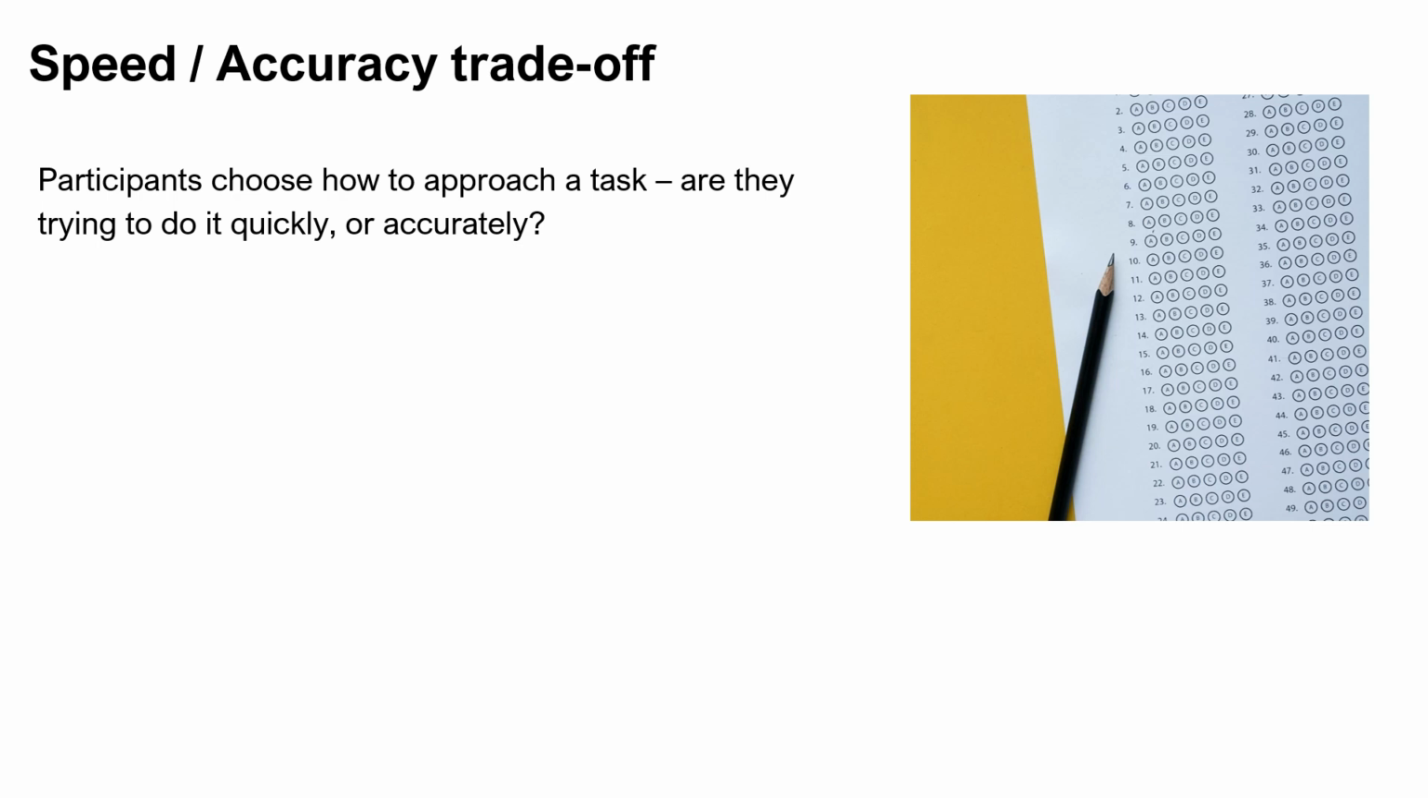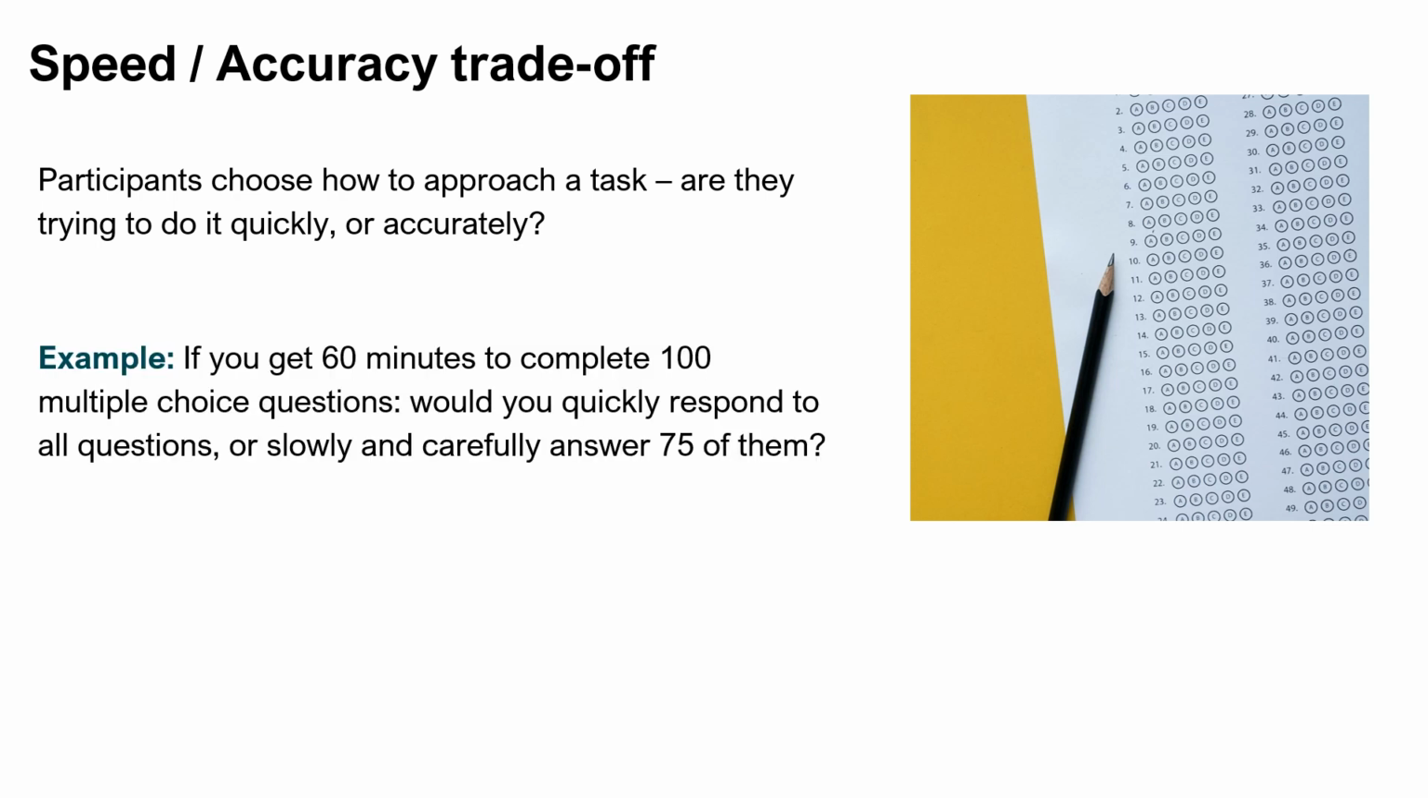Participants choose how to approach a task, so they might decide that they are trying to do it as quickly as possible, or they're trying to do it as accurately as possible. And probably they're trying to do both, but in most cases there will be a bit of a trade-off. So for example, if you get an hour to complete an exam that contains 100 multiple choice questions, would you quickly try to respond to as many questions as possible? Or would you slowly and carefully answer as many of them as you can, even if that meant that you only got through 75 of them?